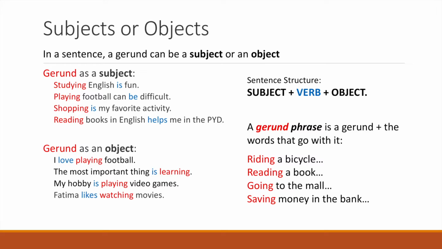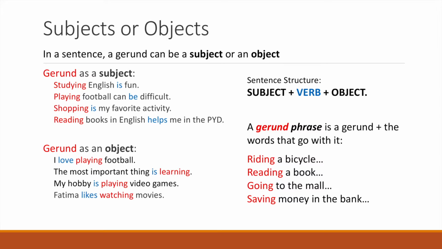For example, I love playing football. In this example, the gerund, playing, is the object of the sentence. Another example, the most important thing is learning. Or, my hobby is playing video games. And finally, Fatima likes watching movies. In all of these examples, we use the gerund, or activity, as the object of the sentence.